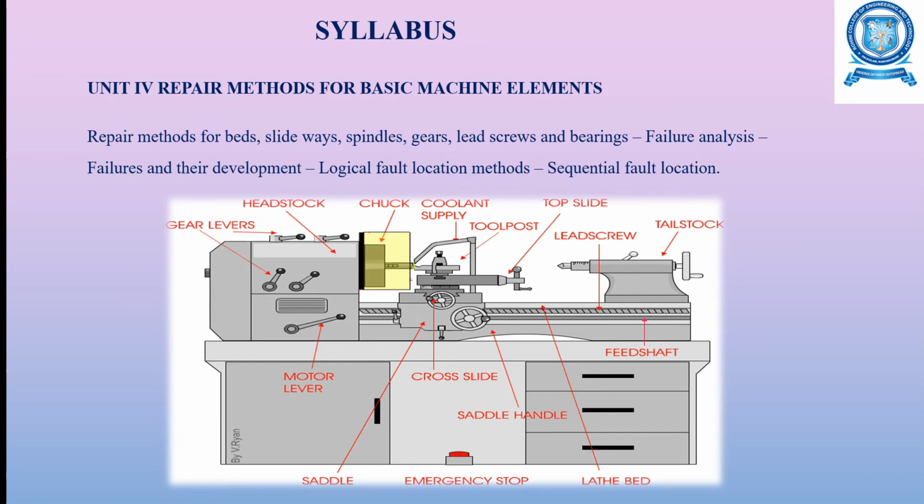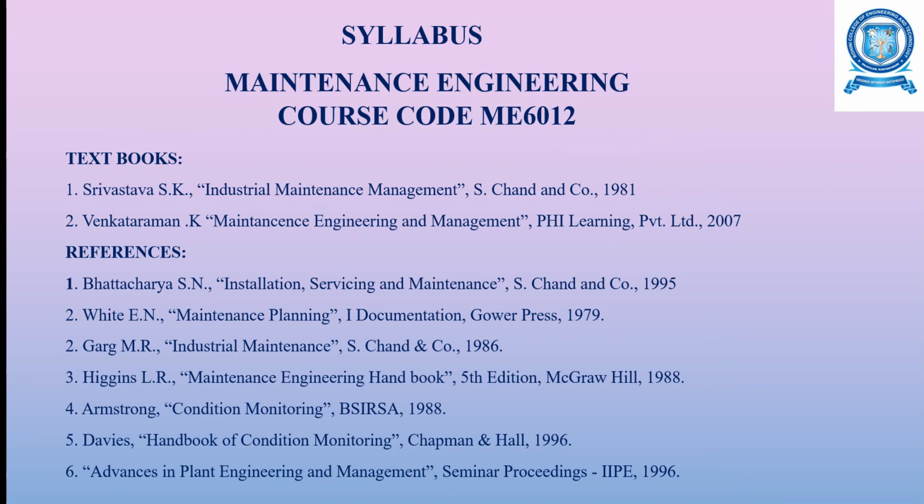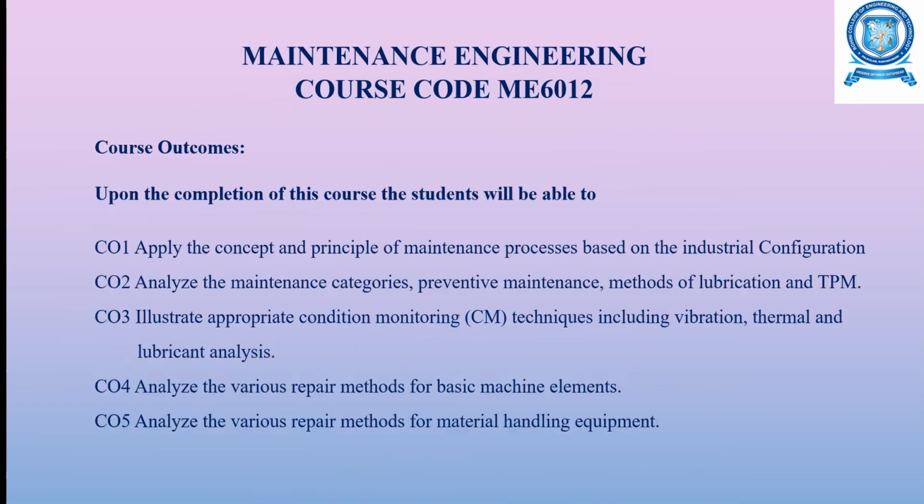So the syllabus for the fourth unit, repair methods for basic machine elements, you have repair methods for beds, slideways, spindles, gears, lead screws, and bearings. And the students will be studying about failure analysis, the failures and the development, logical fault location method, and the sequential fault location. So these are all the textbooks and the reference books for this course, maintenance engineering.